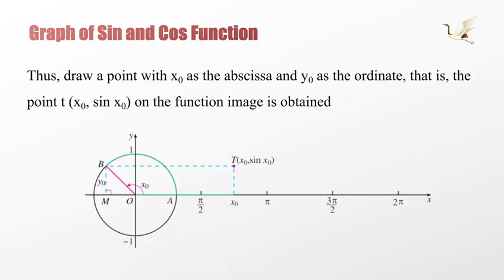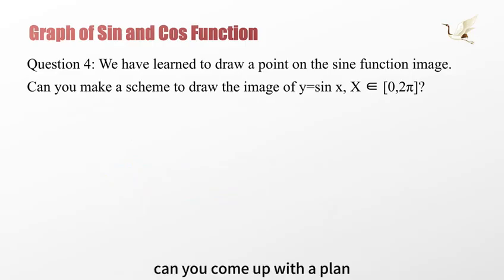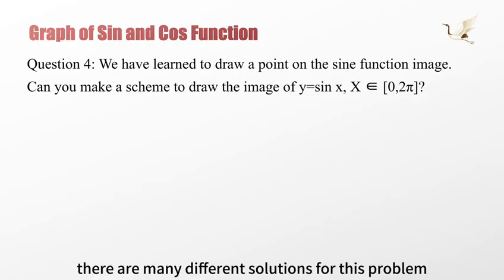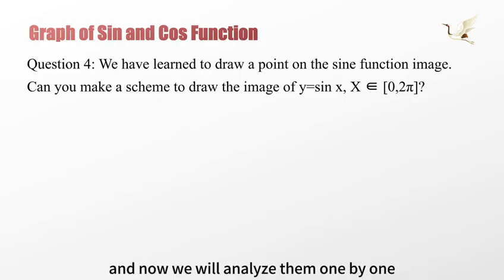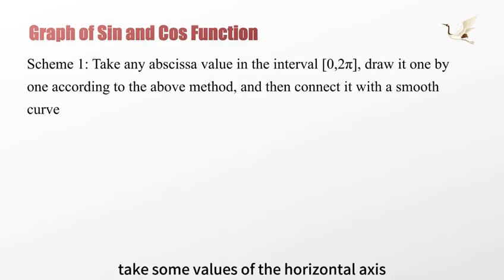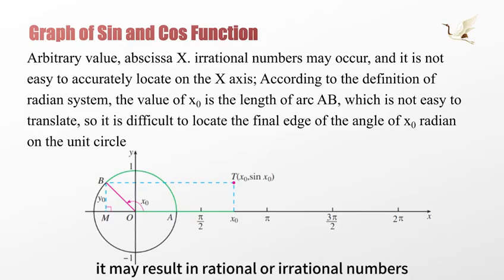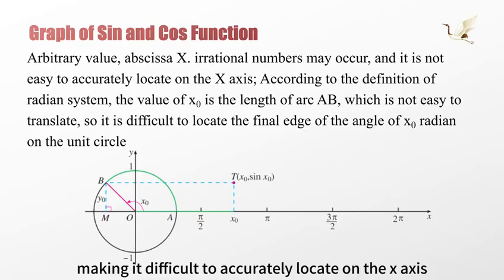Now that we have learned to draw a point on the graph of a sine function, can you come up with a plan to draw the graph of a sine function in the closed interval [0, 2π]? There are many different solutions for this problem, and now we will analyze them one by one. Some students say that they can take some values of the horizontal axis within the closed interval [0, 2π], and then draw points one by one according to the above method, and connect them with smooth curves. However, please note that if we take arbitrary values for x0, it may result in rational or irrational numbers, making it difficult to accurately locate on the x-axis.